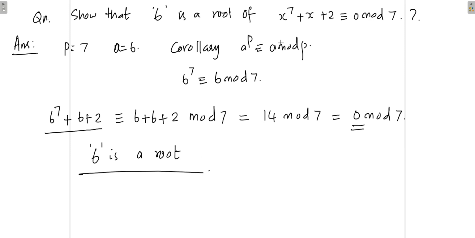ഓക്കെ. സോ ഇങ്ങനെ നമുക്ക് റൂട്ടിൻ്റെ കേസിൽ വേണമെങ്കിലും ചെക്ക് ചെയ്യാം ഫെർമാസ് തിയറം വെച്ചിട്ട്. സോ ദീസ് ആർ സം പ്രോബ്ലംസ് റിലേറ്റഡ് ടു ഫെർമാസ് തിയറം.